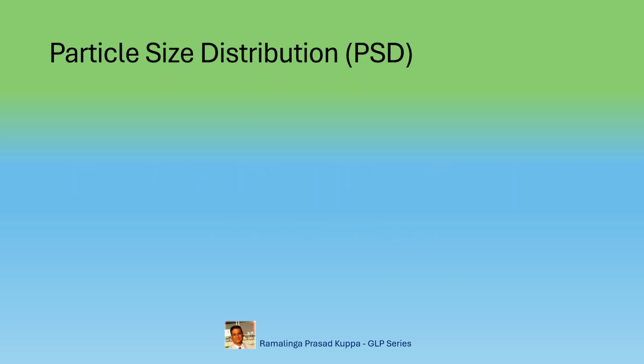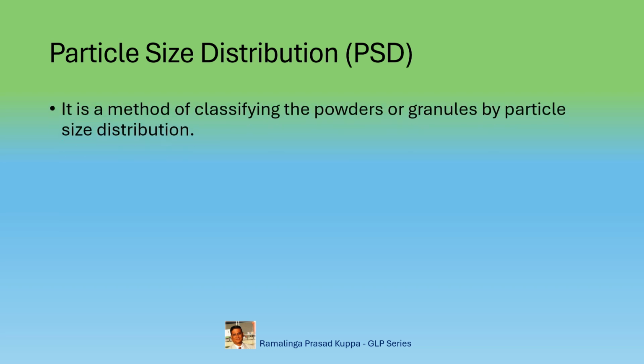Particle size distribution, that is PSD, is a method of classifying powders or granules by particle size. In this technique, the powders or granules are separated by individual definite sized sieves, and we estimate the distribution of the product powder characteristics.